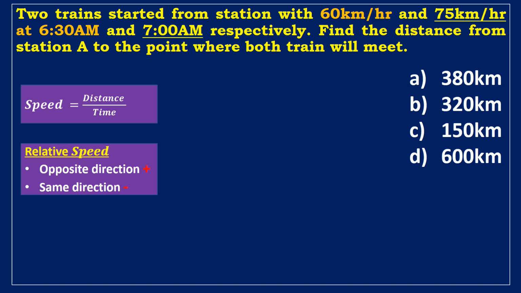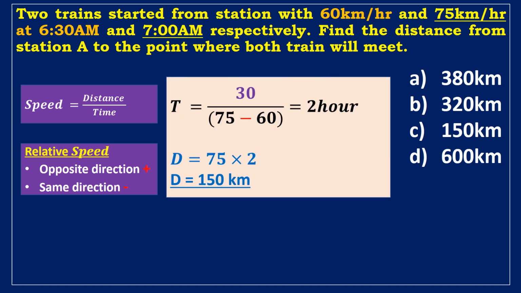The first train covers a 30 km distance in half an hour. The time difference between the first train and the second train is half an hour. When the second train departs at 7 a.m., the first train has traveled 30 km. The relative speed of two trains when traveling in the same direction is 75 minus 60 km per hour. The time required to travel 30 km is 30 divided by 75 minus 60, which equals 2 hours. The distance from station A to where the trains meet is 75 into 2 equals 150 kilometers. As a result, the trains will meet 150 kilometers away from station A.